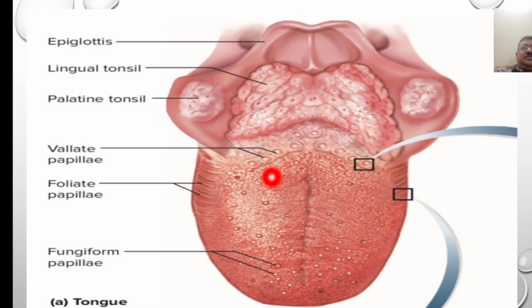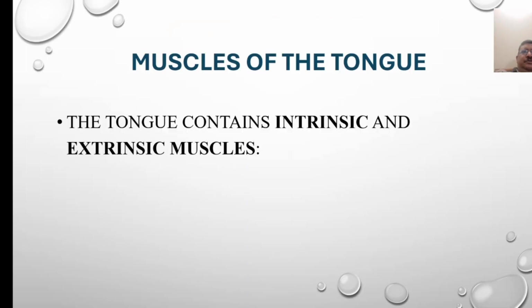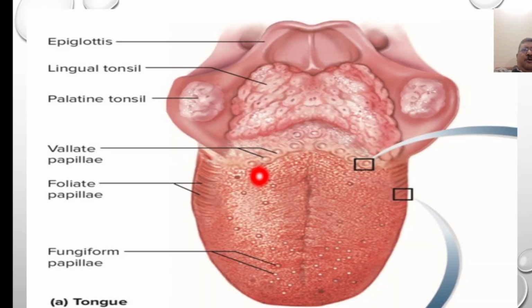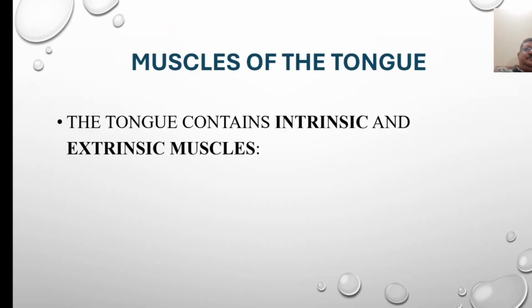So this is the structure, that is epiglottis, that is lingual tonsils, this is palatine tonsil, this is vallate papillae, this is foliate papillae, and this is the fungiform papillae. This is the structure.